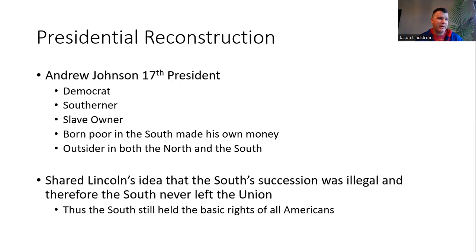And this is important. This is probably one of the more important parts of this unit. Lincoln believed that the South never had the legal right to leave the Union. And so therefore they never gave up their rights, and they held all the basic rights that were promised to them in the Constitution throughout all of the Civil War. And Lincoln's goal was to restore all of those rights minus their property and slaves following the war.